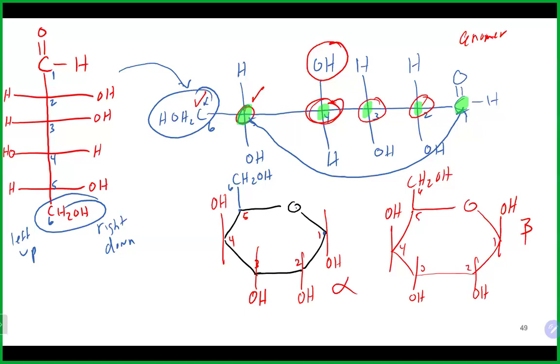So if you were asked to draw this, which you might be, by the way, it would ask you to draw either the alpha or the beta one, and that's how you would know whether you should put that last one up or down. That's carbon number 1, yes.